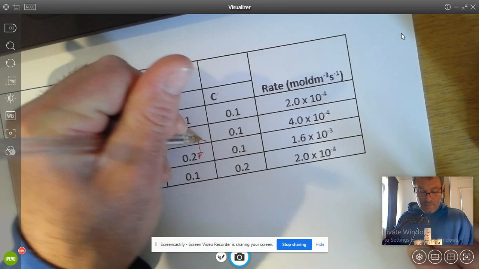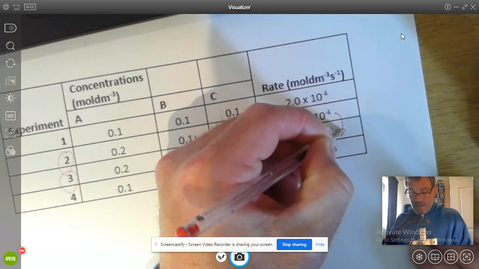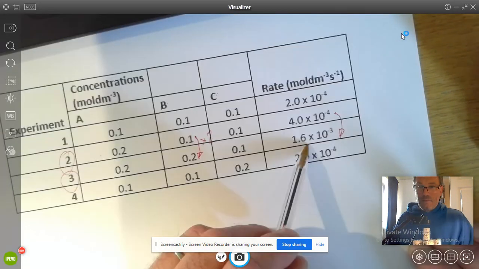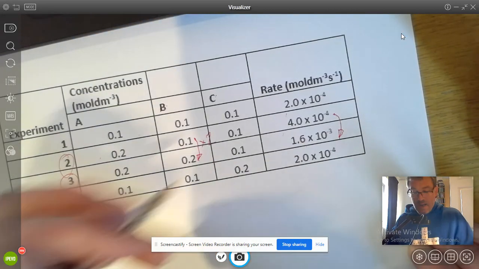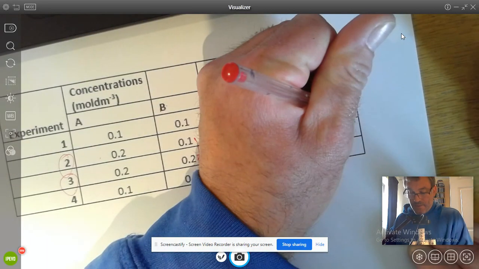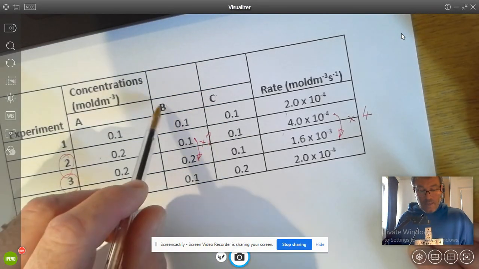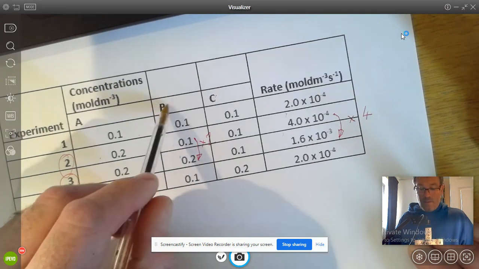Then we have a look at the effect this has on the rate, and if you can't do this in your head, just divide this by that and it will tell you the factor it's increased by, and you will find out that it has increased by a factor of 4. Therefore, it is second order with respect to B.